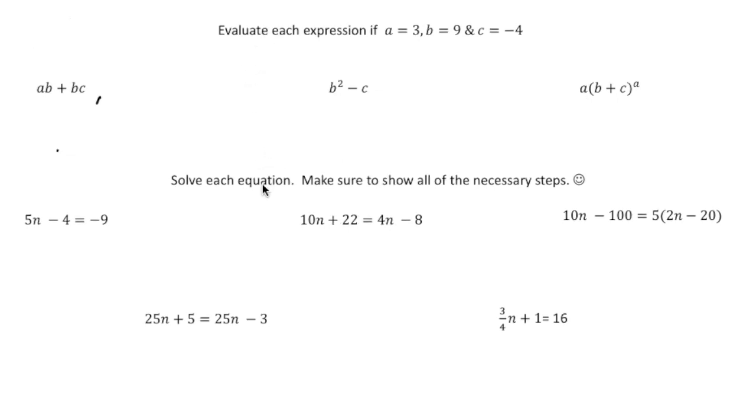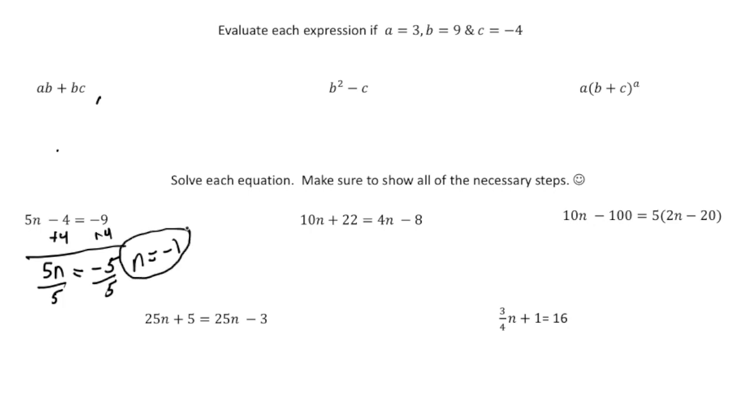Alright, the last problems you had to solve for n. Remember, anytime you solve an equation, what you do to one side, you have to do to the other side. I know you've heard me say that a few times. So this first one, I'm going to add 4 to both sides. So now we get 5 times n equals negative 5. And then divide by 5. And n equals negative 1.